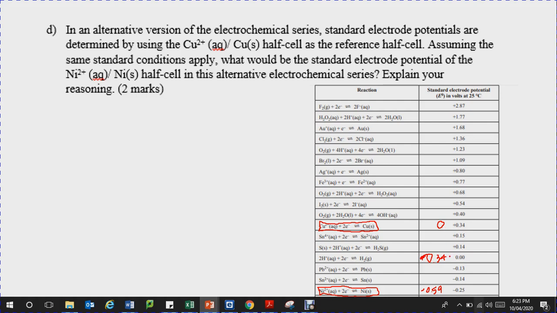Here there was a difference of 0.34, but copper is now set at 0, so that's now negative 0.34. And there's still a 0.25 difference between these two, because the differences remain the same. It's just the individual electrode potentials that are changing. So nickel must be negative 0.59, because I've still got that same difference of 0.25.